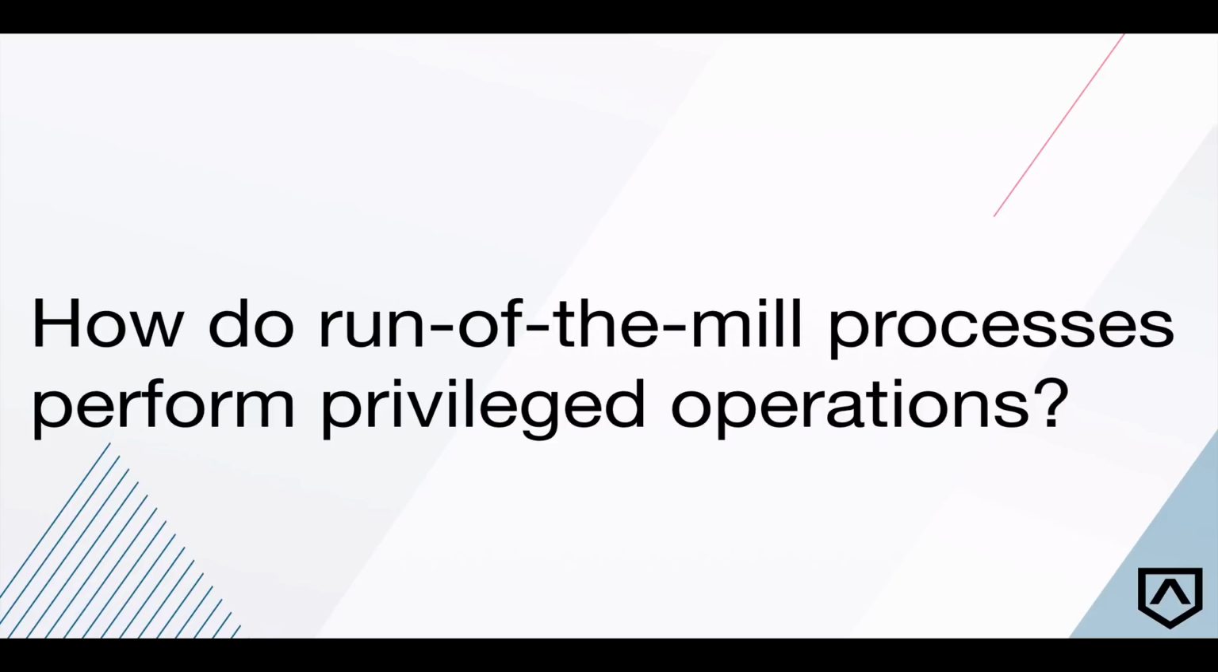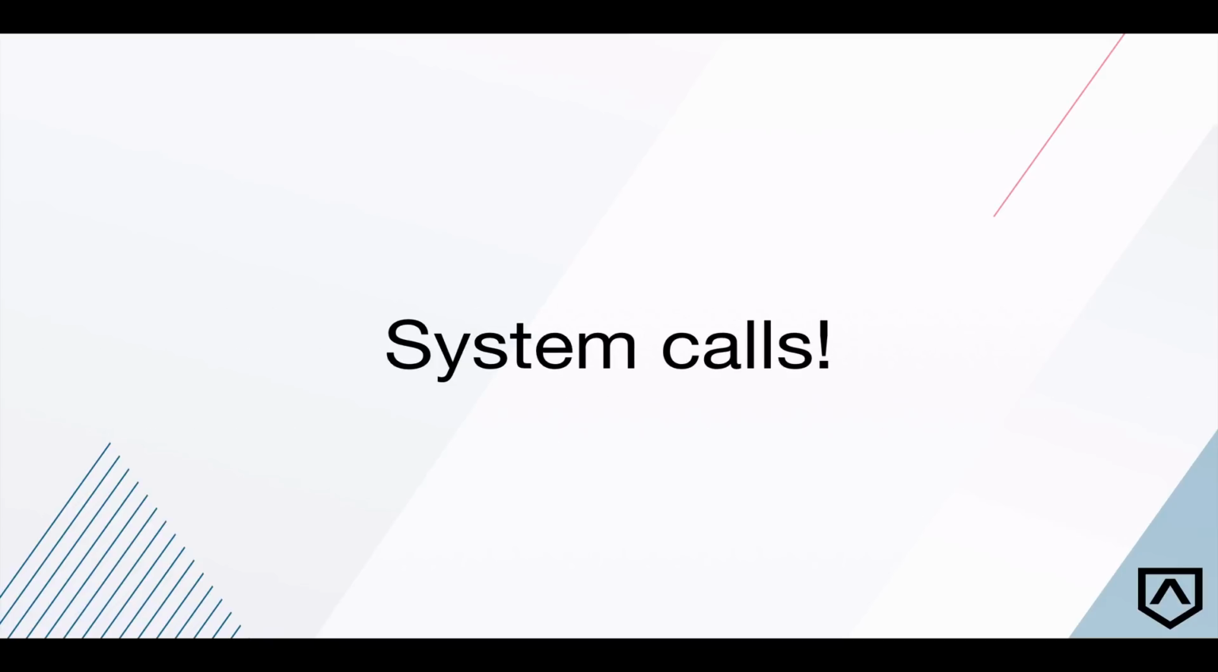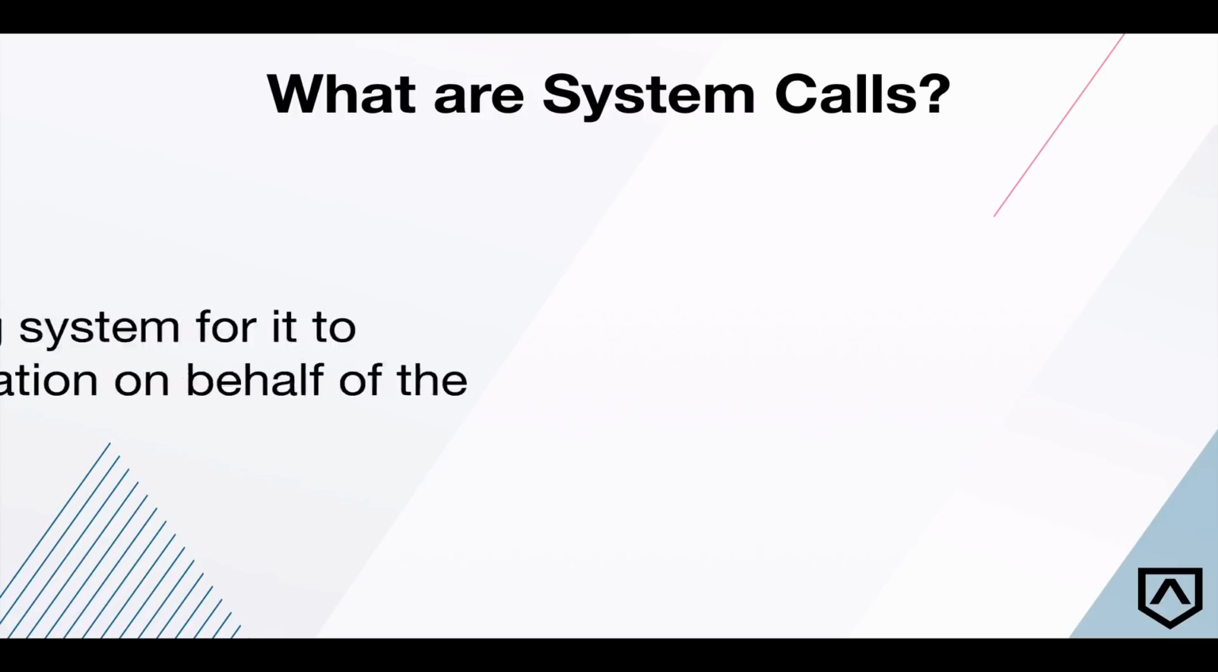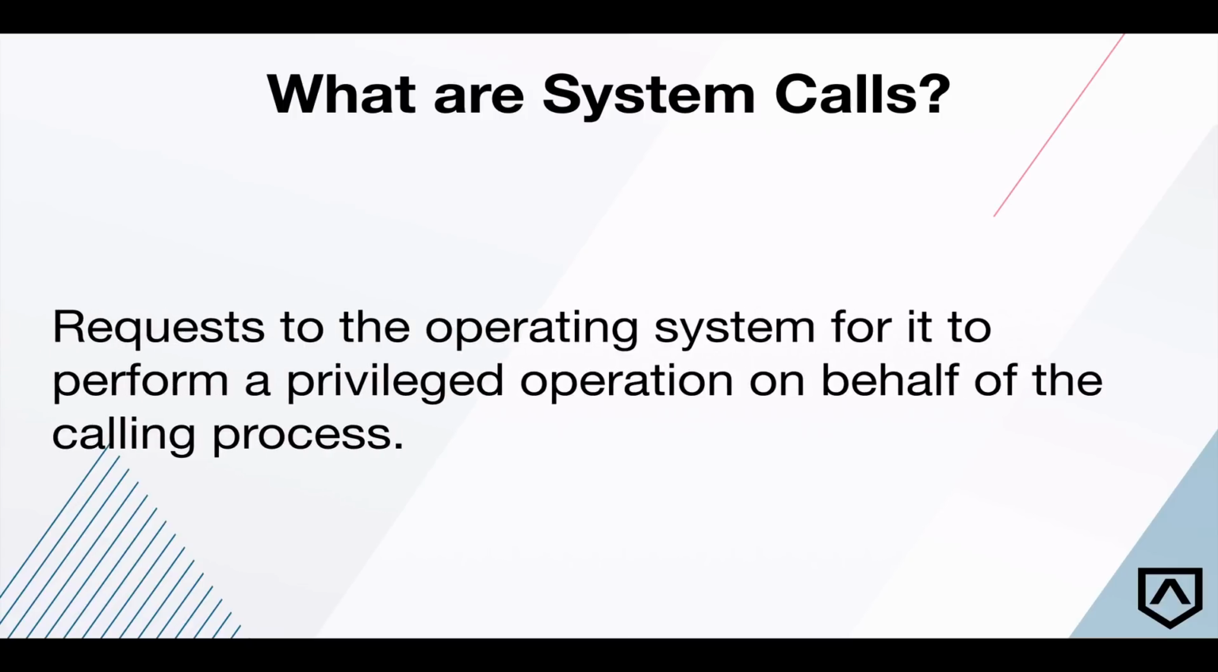But so the answer to our question, of course, is this notion of a system call. So of course that begs the question, what exactly are system calls? Well, essentially, system calls are requests to the operating system from some calling process. And basically this is a request to the operating system for the operating system to perform that privileged operation on behalf of the calling process.